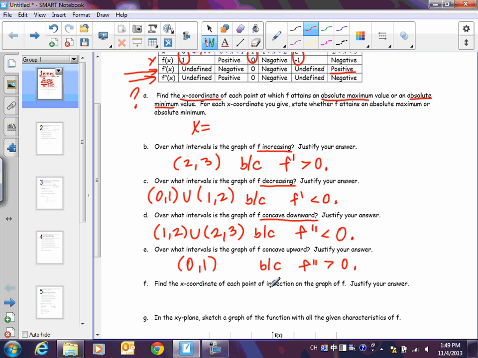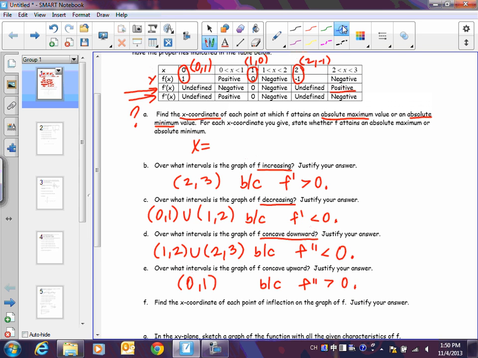Okay, F says find the x-coordinate for each point of inflection. So we've got to think, where do the points of inflection occur? Are we talking f prime or f double prime? F double prime. F double prime being what? 0 or undefined. All right, now we're going to have to be careful here. I have an undefined, a 0, and another undefined, and I don't know what's happening at 3. One of these is not really a point of inflection. Let me remind you that my graph only exists between 0 and 3. So can you have a point of inflection at an endpoint? No. So we're not going to include that one in my points of inflection.